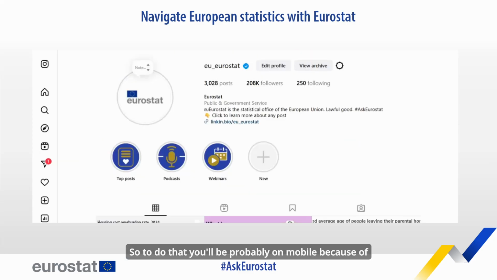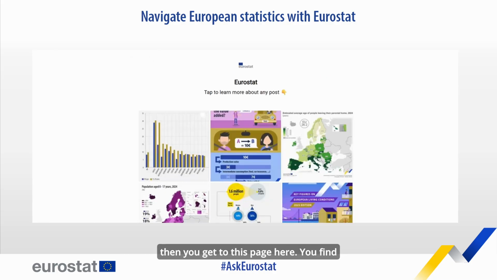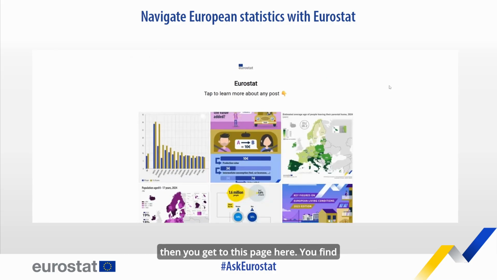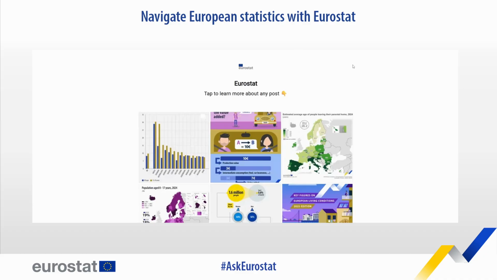To do that, you'll probably be on mobile because, of course, Instagram is a mobile platform, but you can find the link in bio in the same place. Click that, and then you get to this page here. You find the visual which corresponds to the post, and then tap on that to find the resource on Eurostat's website.